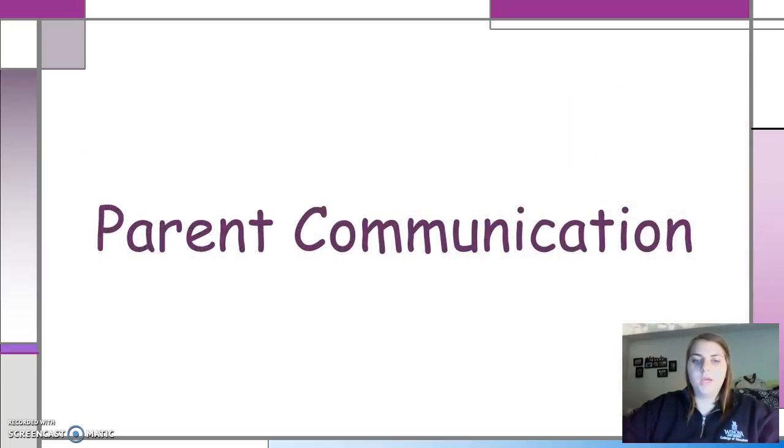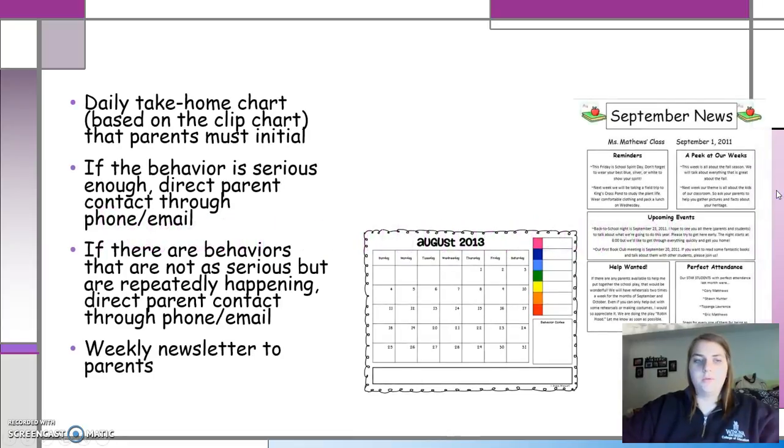And then parent communication is obviously very important. And my plan for communicating with parents, first off, for behavior, I plan on giving all my students a daily take-home chart that they keep in some sort of a folder or binder that they take home every day that the parents see. It'll be based on the clip chart, so whatever level they are on the clip chart, their personal behavior chart will be filled in based off of that, and then they'll take it home for their parents to see every day. And I will request that the parents initial it every day so the parents are aware of what kind of a day their child had.